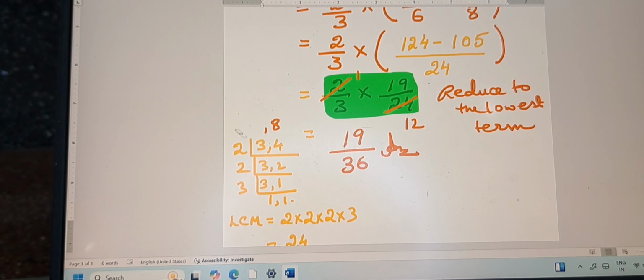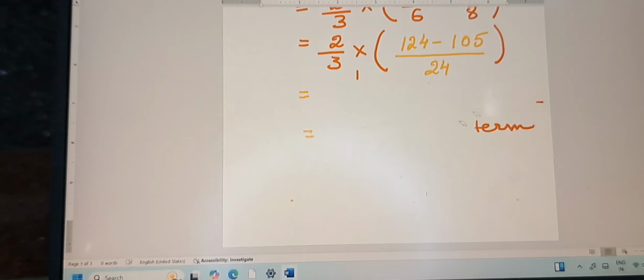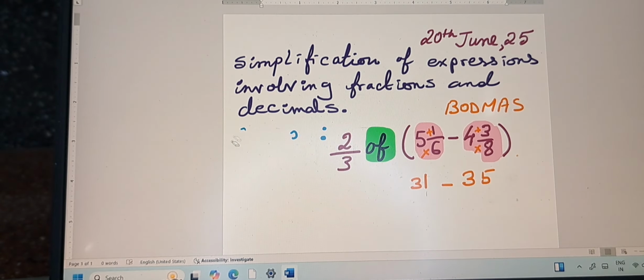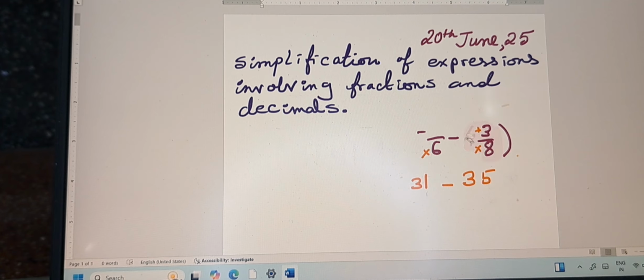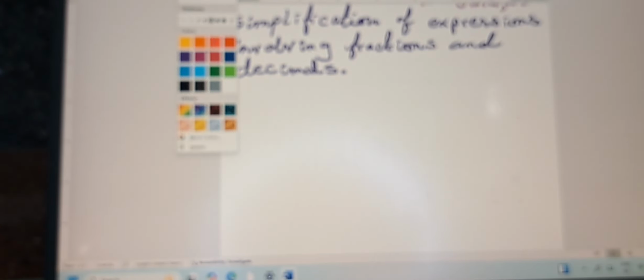Now before I end the class, I am going to put up 2 simple questions on the screen, and you all will solve them, and in the comment box you can write and send me the answer. This type of question might come in your MCQ. Nowadays MCQ is very important, so I'm putting up 2 MCQ questions over here. MCQ full form is multiple choice question. MCQ question number 1.